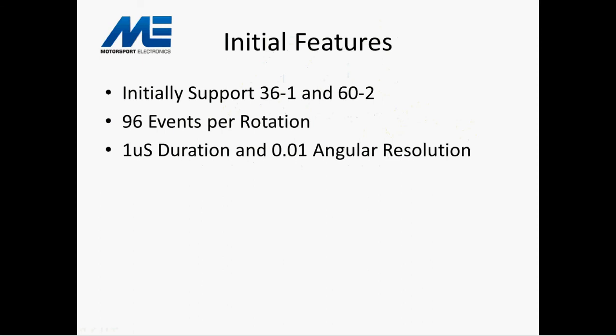In terms of accuracy, we will have a 1 microsecond duration event, so you can set an injector, for example, to run for 4.752 milliseconds, and it will run to that, and a 0.01 angular resolution, so you can set your ignition angle, for example, to be 100.74 degrees before TDC. If you don't know why you'd have something that extreme, but you can. And it will support and synchronize and schedule events at over 20,000 RPM.